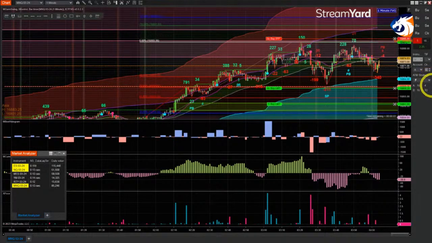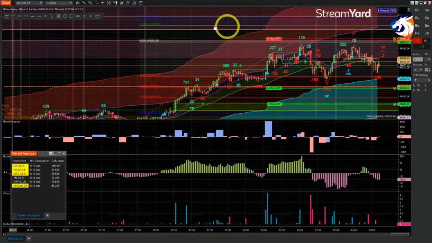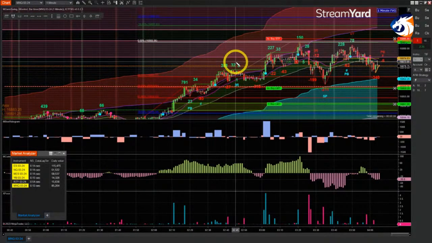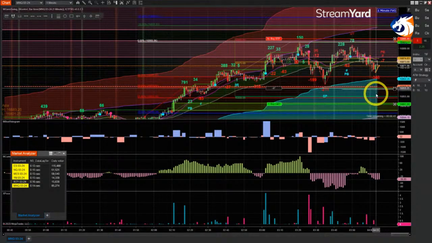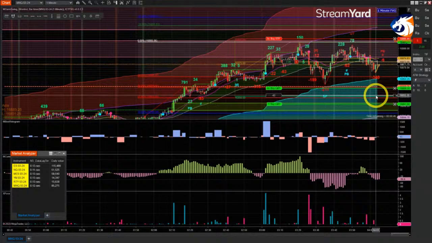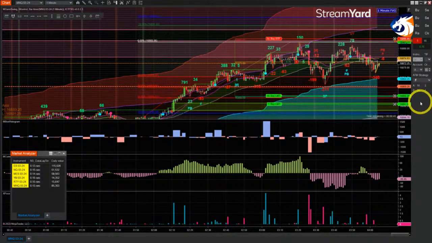Right there. And usually, if I'm going to do this, I'm looking at R value, which is basically 1.5 R. So my target will be down here, at least a 1.5 R. If I don't get that, then it's not worth it.